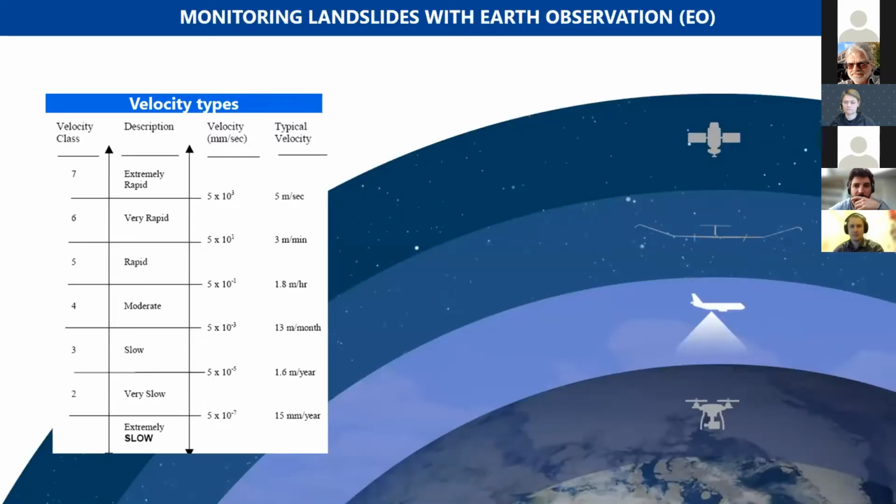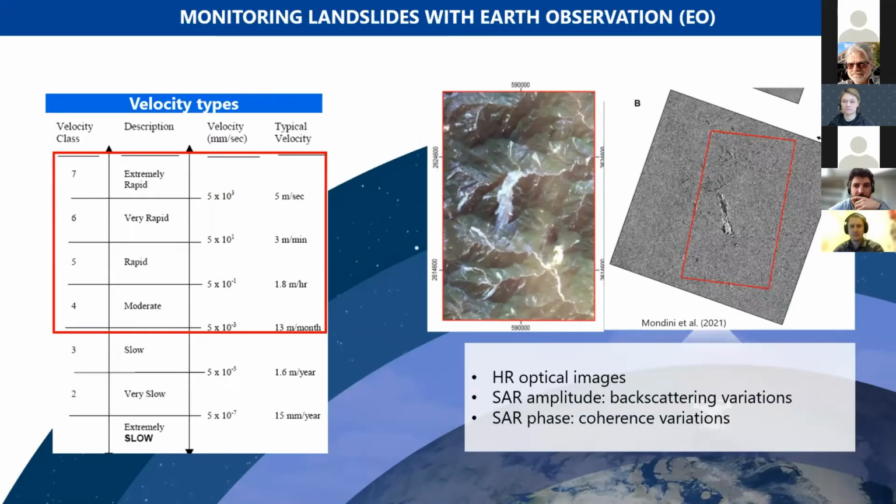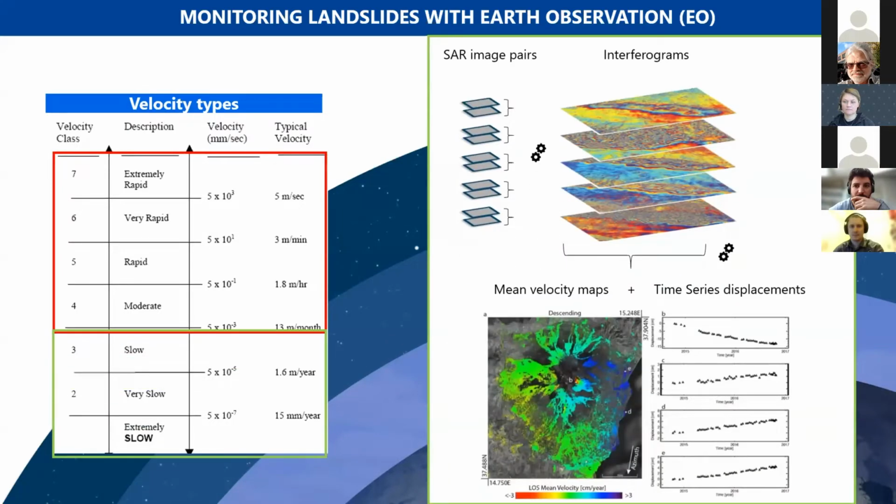So Earth observation technologies allow us to detect, map, and also monitor landslides. Data from optical and SAR satellites have proven to be a great tool to monitor different types of geohazards. When the landslide velocity is high, we are talking about various meters per month, we can apply offset tracking techniques with very high resolution optical images or analyze amplitude and coherence variations from SAR images. On the other hand, when the motion rate is slow, we can monitor landslides using multi-temporal or advanced DInSAR techniques. This provides mean velocity maps and also time series displacements of each one of the measured points. These techniques are especially suitable for urban areas because the response of man-made structures to radar is very high and stable.